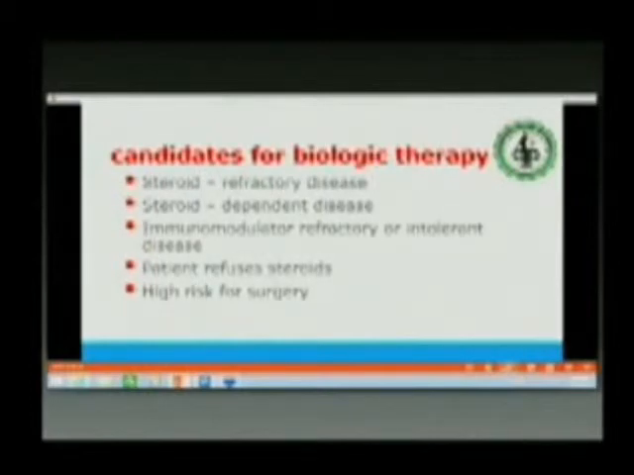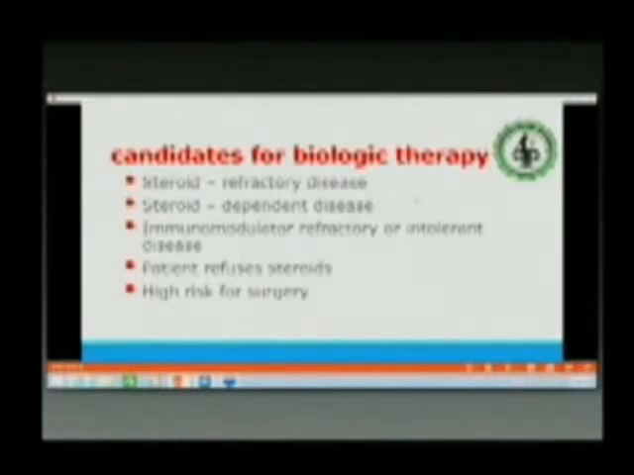Now, who are the candidates for biologic therapy? There are several classes of drugs that we use in inflammatory bowel disease. You have, of course, your 5-ASAs, your steroids, immunomodulator therapy, and now your biologic therapy.